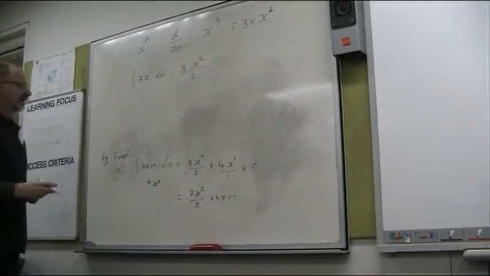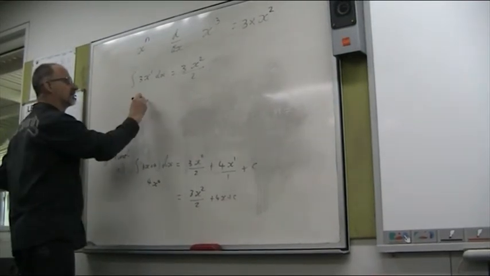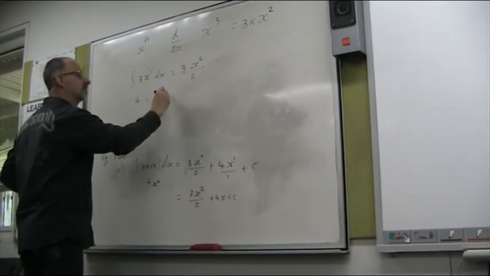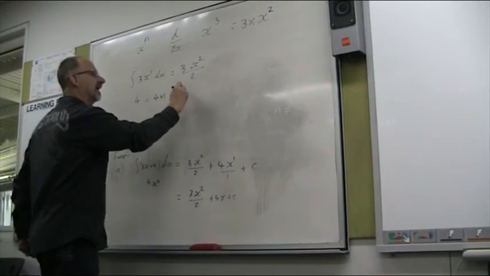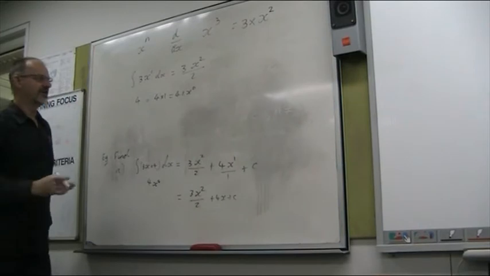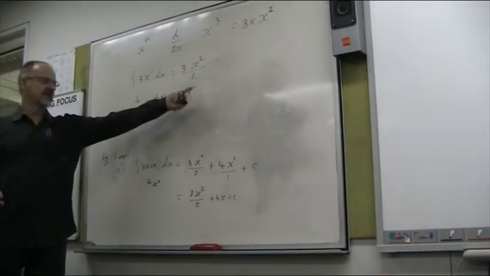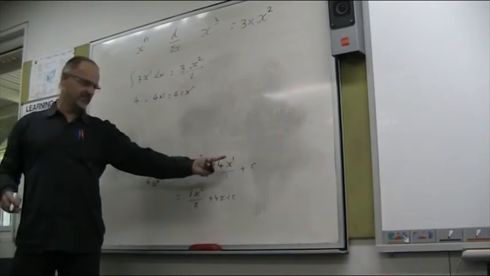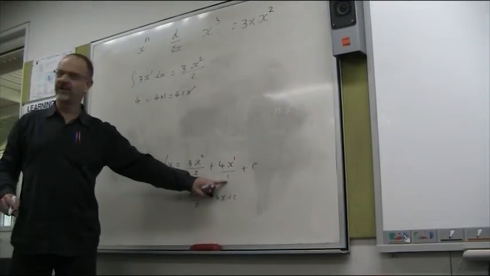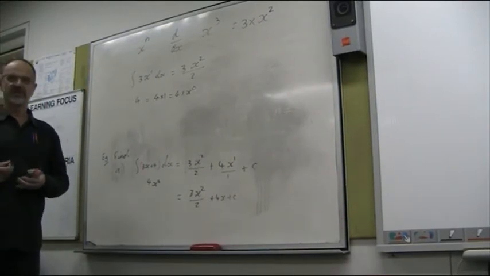Cool. And then the 4, you think about 4 as being the same as 4 times 1, which is 4 times x to the 0. So when we anti-differentiate that, the 4 stays there, the power increases by 1, divide by the new power. Does that clarify people's questions? Yeah.